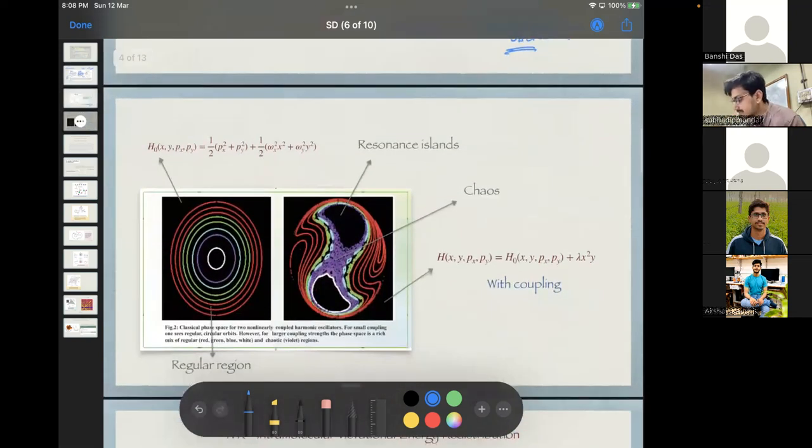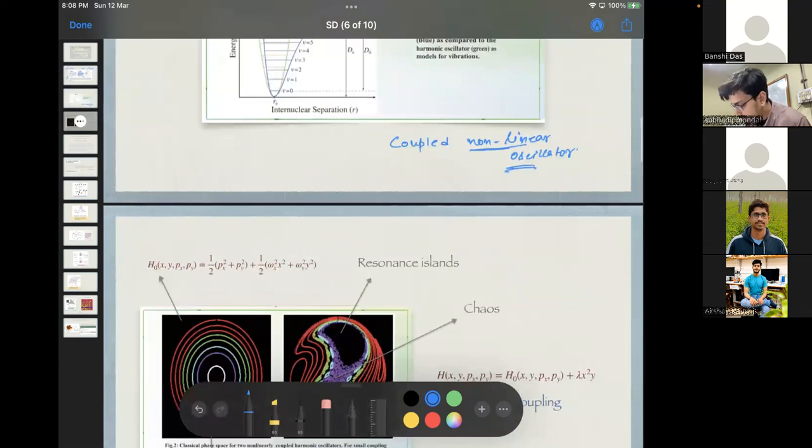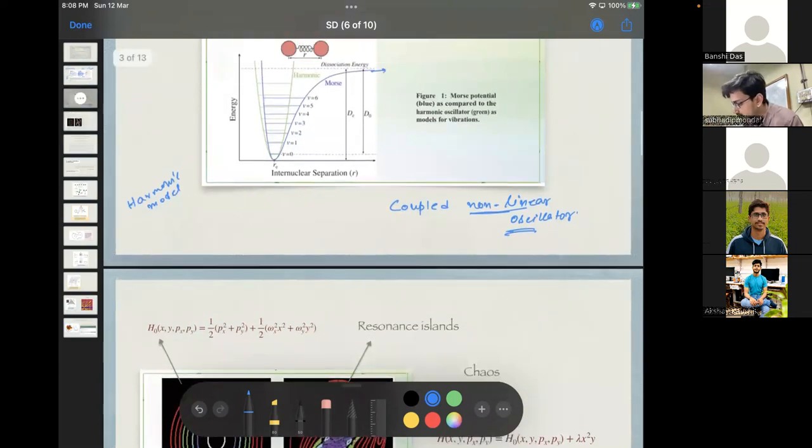Now, just for simplicity, to describe the equilibrium structure, the harmonic model is useful, because at low energy the potential energy is more or less harmonic in nature. But for high energy, the potential will become anharmonic, right? In this region, the potential is nearly harmonic. So to describe the equilibrium structure, the harmonic model will be useful.